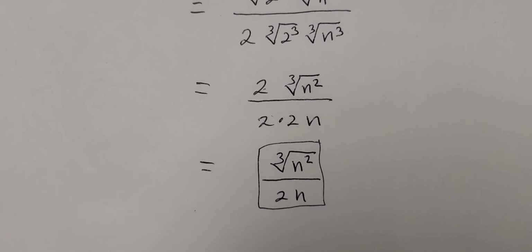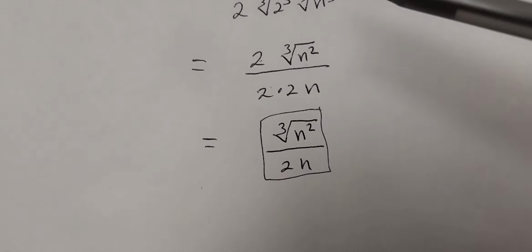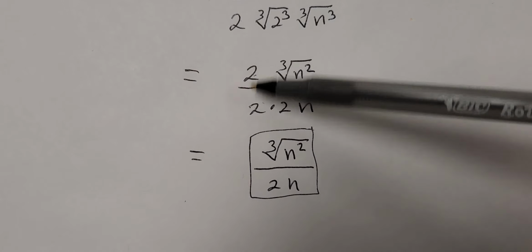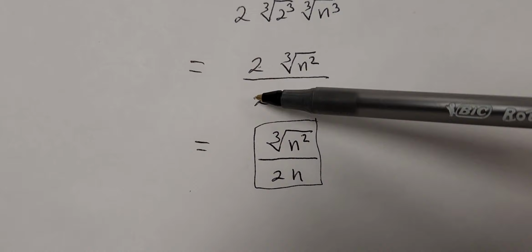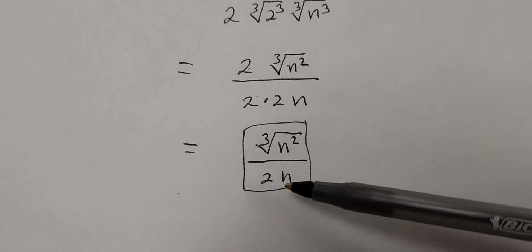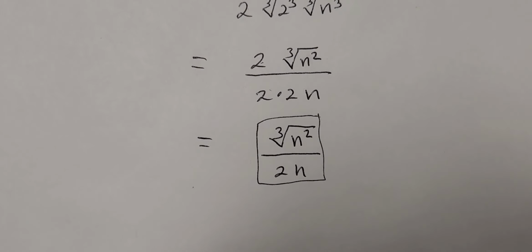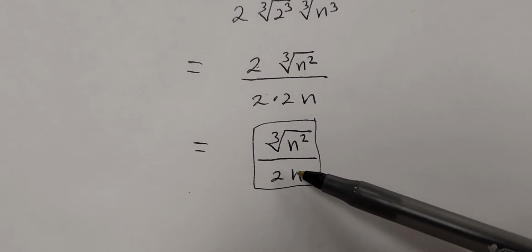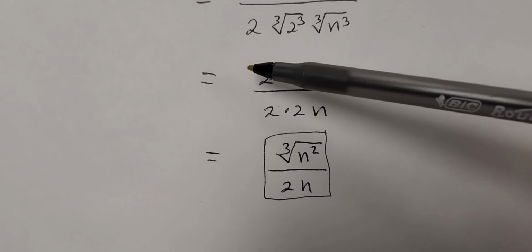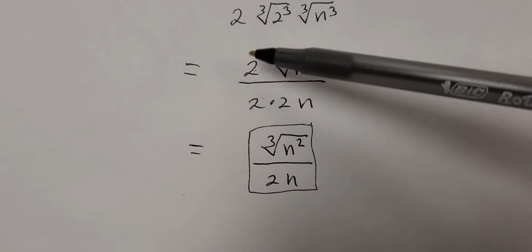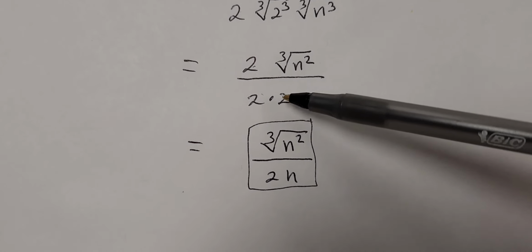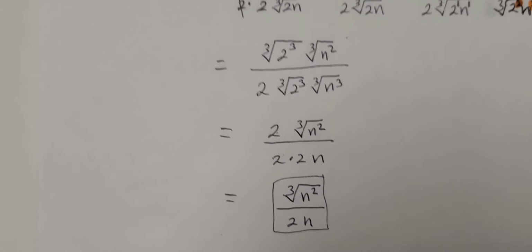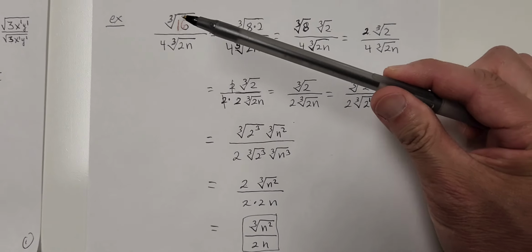Okay, and then finally simplify a little bit more. I can get rid of this 2 and this 2. I can get rid of one of the 2, so get rid of one of them. So I still have 2 and then the letter n. Okay, so the final answer is cube root n squared all over 2n. Again, this 2 and this 2, I just got rid of it. I still have this 2n, so I wrote it down here. Okay, so this is the answer to this problem up here.